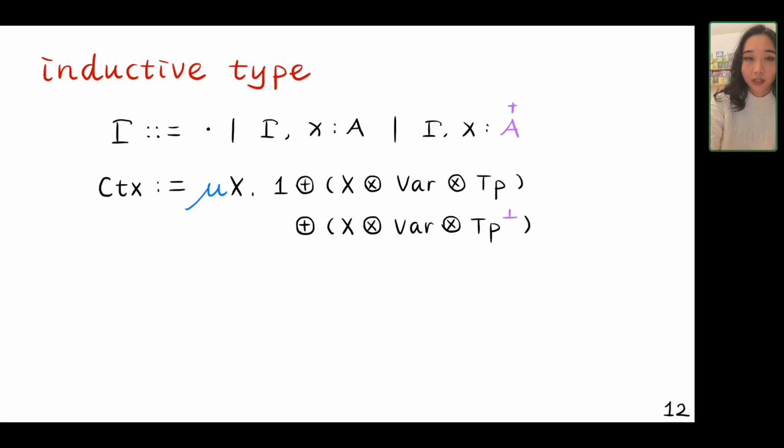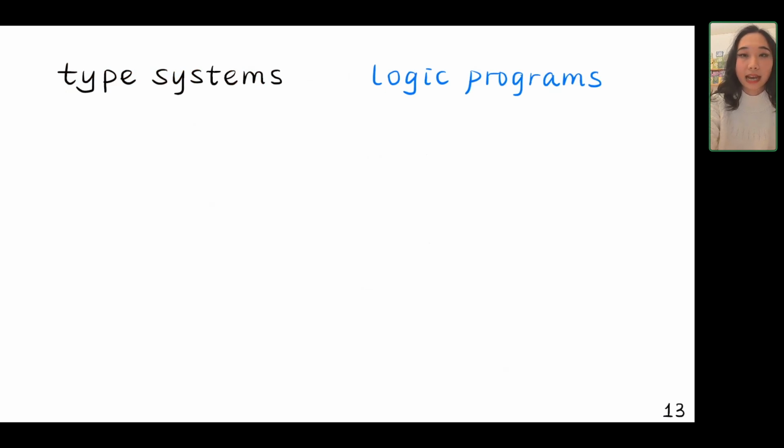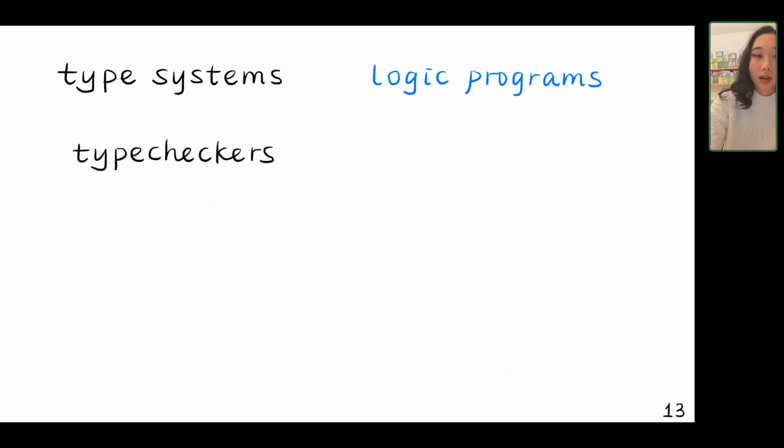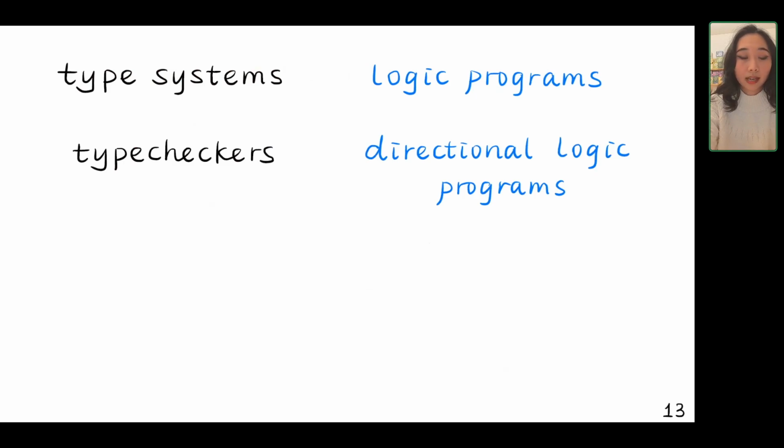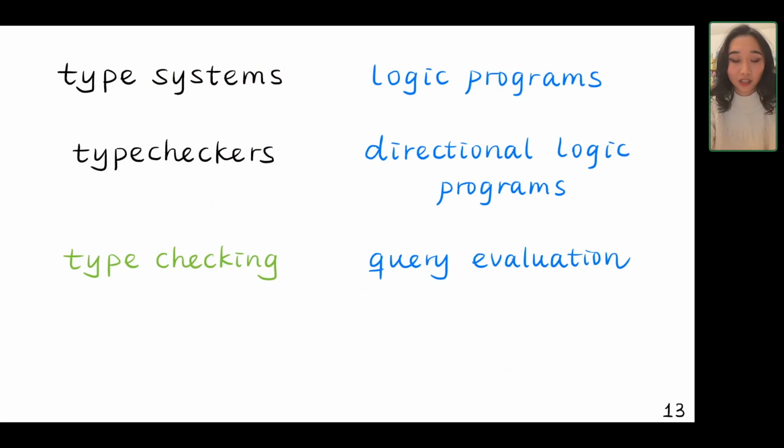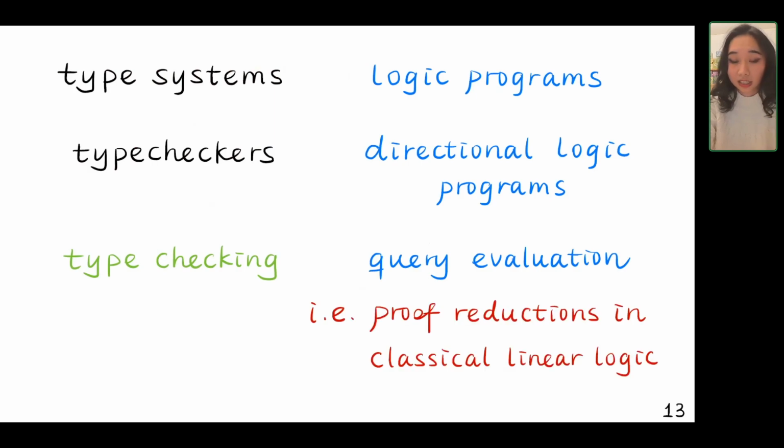So now returning to the big picture, what have we talked about so far? Well, we've seen that type systems can be seen as logic programs. And type checkers, coming from bidirectional type systems, can be seen as directional logic programs. And actually doing type checking, running the type checkers, corresponds to query evaluation, which turns out to be proof reductions in classical linear logic. So that completes the big picture of the talk.